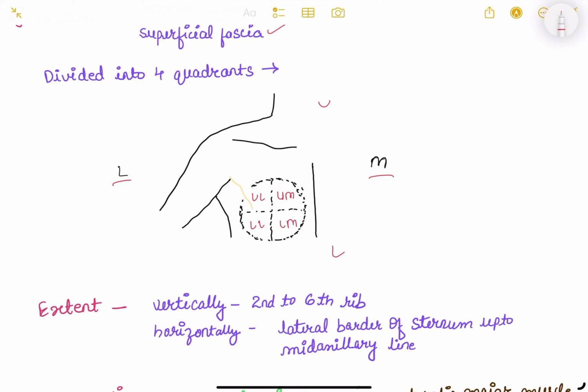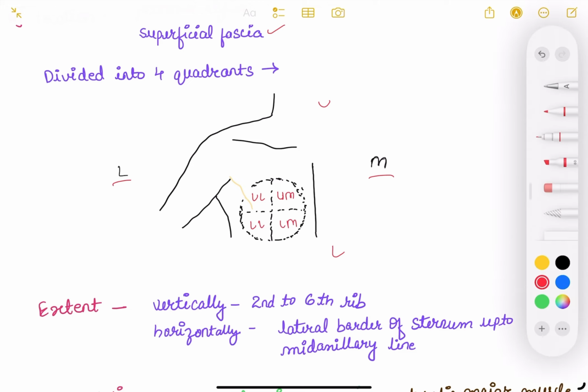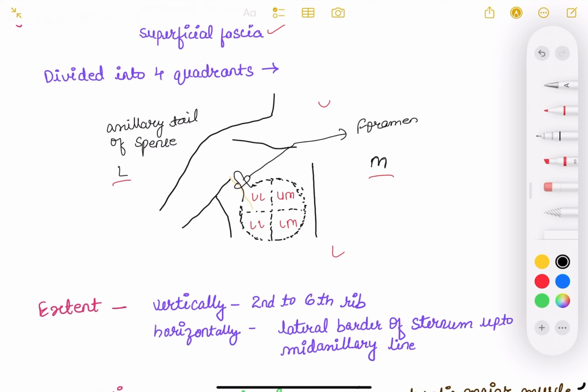Now, the upper lateral part has an extension. This is called as the axillary tail of Spence. Axillary tail of Spence. It is going to pierce an opening in the deep fascia, which is called as foramen of Langer. Okay, so remember this.